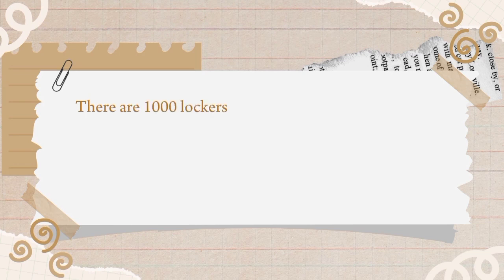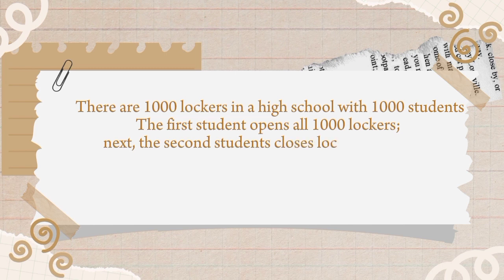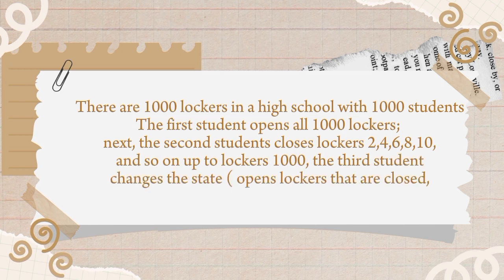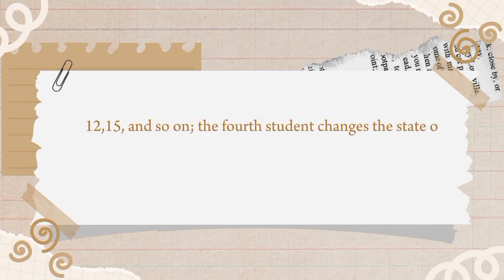There are 1,000 lockers in a high school with 1,000 students. The first student opens all 1,000 lockers. Next, the second student closes lockers 2, 4, 6, 8, 10, and so on up to locker 1,000. The third student changes the state: opens lockers that are closed, closes lockers that are open, of lockers 3, 6, 9, 12, 15, and so on. The fourth student changes the state of lockers. Which lockers will be open at the end?